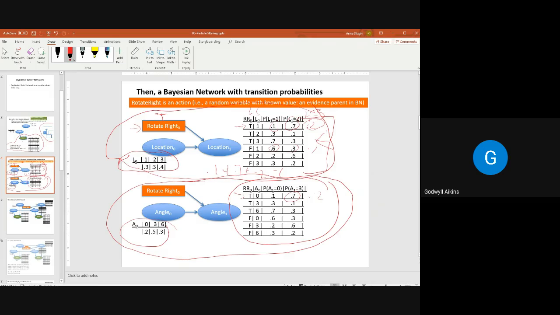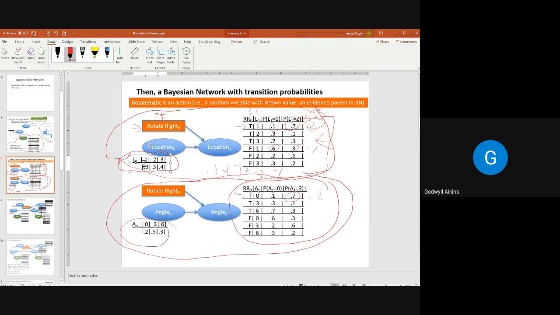Okay. So for that conditional CPT, I'm guessing that we assume, if it does rotate right, the left sonar reading 1 and the right sonar reading 2. Oh, okay. Is this what we're asking?